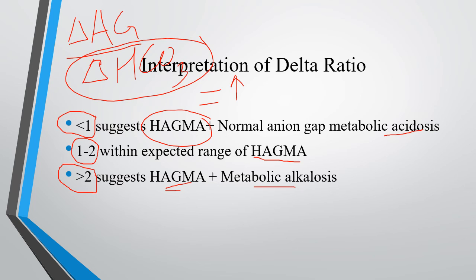So this way, in conditions where there's an increased anion gap, you can find out whether there's a mixed acid-base disorder or a single, pure acid-base disorder.